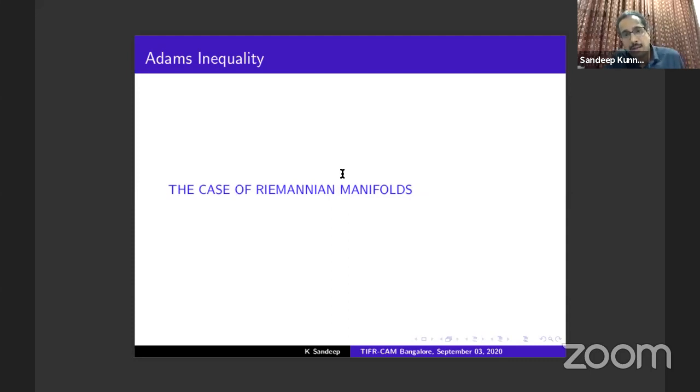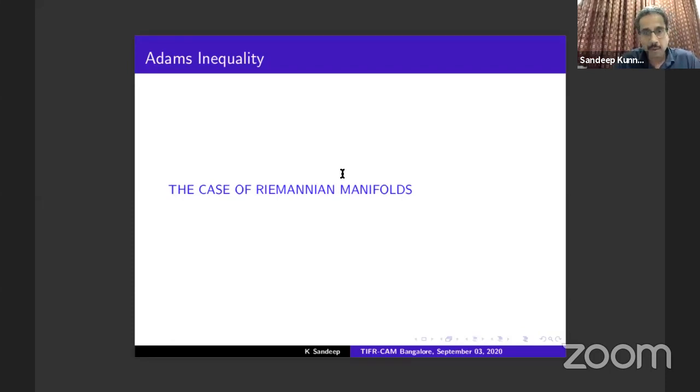So the key point I want to emphasize again is that the first step in Adams' proof was to represent the function as an integral against a kernel. Okay, and then you have the proper estimates for that, and you use O'Neill's inequality and reduce to a one-dimensional inequality and prove this inequality. Okay, so now the main topic which I wanted to discuss today is this inequality on Riemannian manifolds.